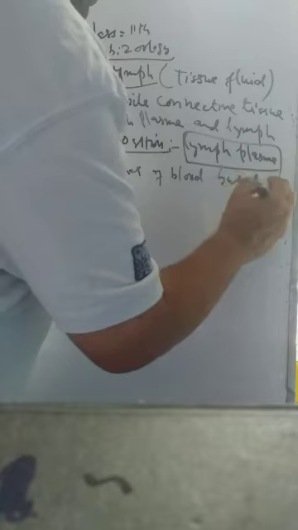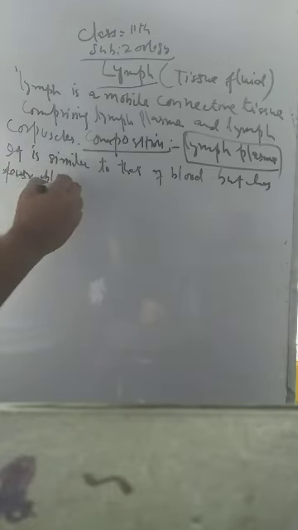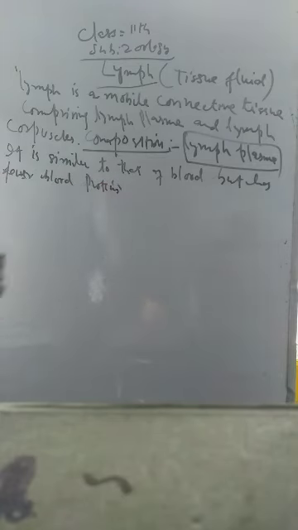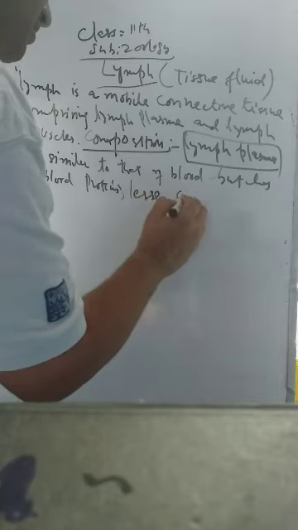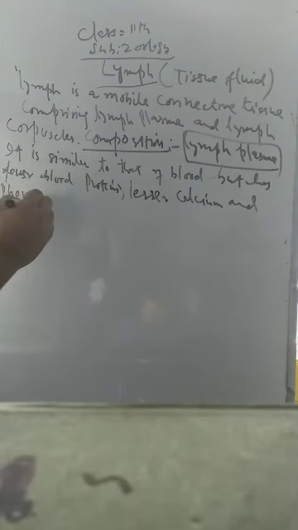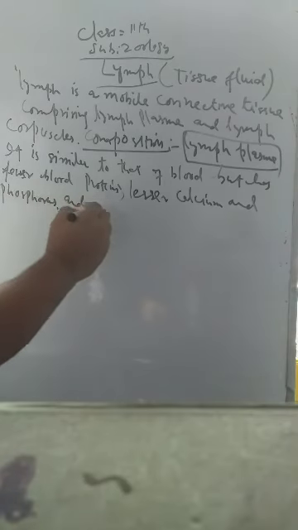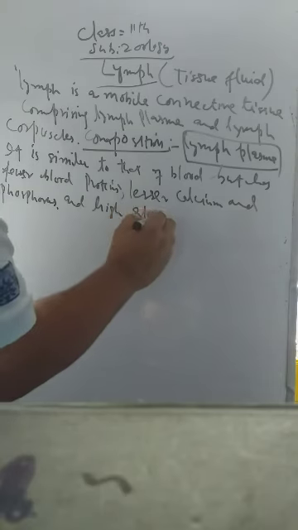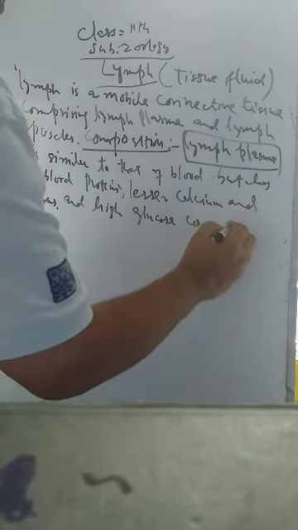Lymph plasma is similar to that of blood but has fewer blood proteins, lesser calcium and phosphorus, and high glucose concentration.